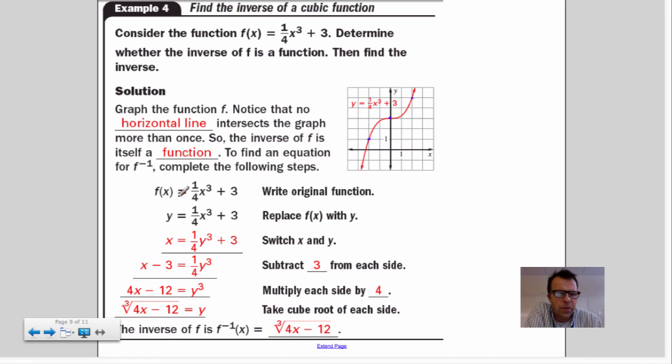And then the steps, we'll do the exact same steps, right? We cross off the f of x, write it as y, the big switcheroo for the inverse, and then we go to solve. So we subtract 3 from both sides. Now we're going to multiply everybody by 4, and then finally take the third root, and that is the inverse function. And it is a function, right? And we know that clearly because we can see from the original that it passes the horizontal line test.